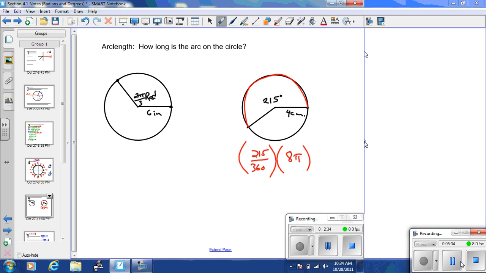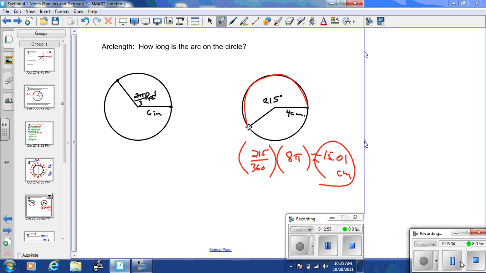So in my calculator here, 215 in parentheses divided by 360, and I take that answer times 8 pi, I get approximately 15.01. That would be centimeters. That's the length of that arc. And that was fine, but now we've got radians, and it's a little different.